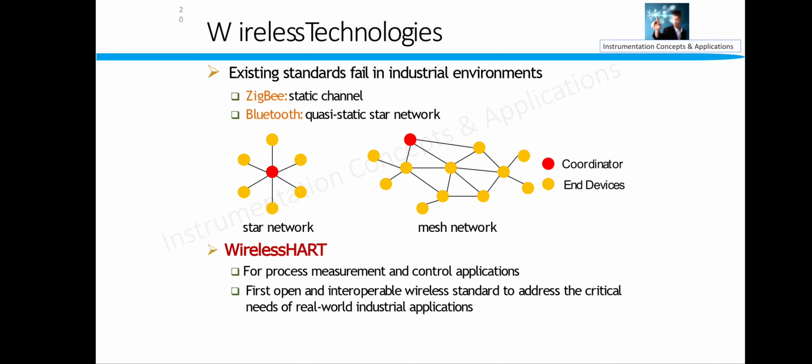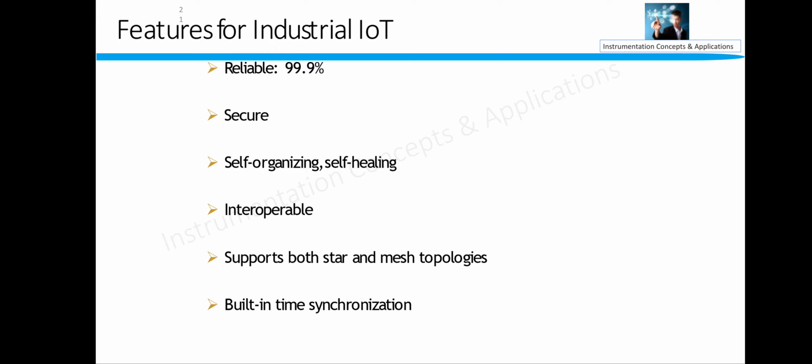So for wireless technology, earlier we had a star network, which is used in Zigbee or Bluetooth, in which one particular element can be connected with multiple devices. But in a mesh network, any equipment can be connected with one or two nearby devices. So WirelessHART is rarely used for process measurement and control applications. Features of industrial IoT are: reliable 99.9%, secure, self-organizing, self-healing, interoperable, supporting both star and mesh topology, with built-in time synchronization also.